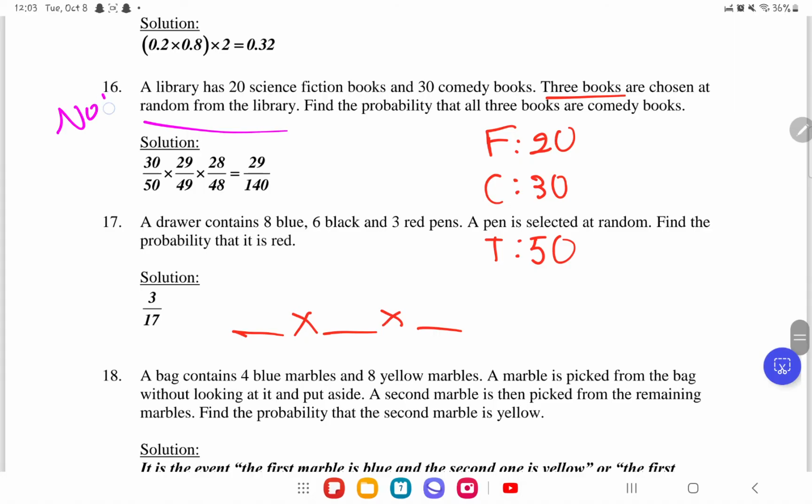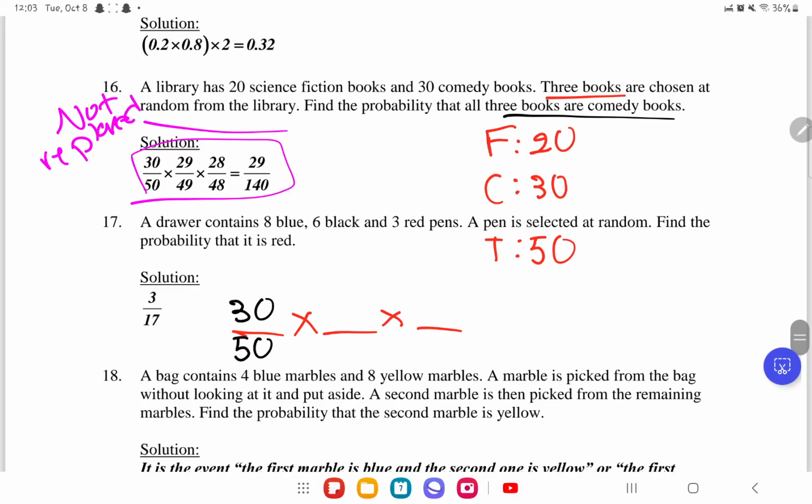So let's say they are not replaced, because based on this, it seems they are not replaced. Okay? So they need to find the probability that all 3 books are comedy. The probability of the first being comedy is 30 over the total, which is 50. But now we took 1 from the comedy and we took 1 from the total. So now here it is 29 and here it is 49. So now the probability of comedy the second time is 29 over 49.